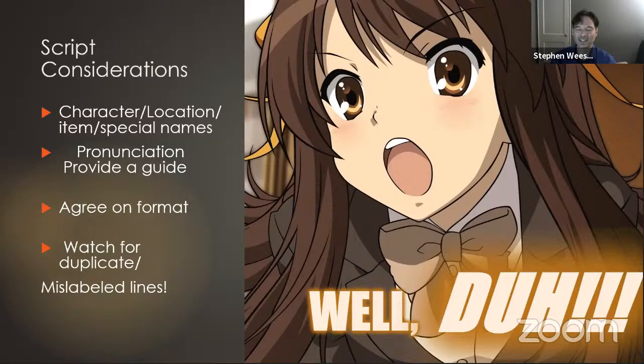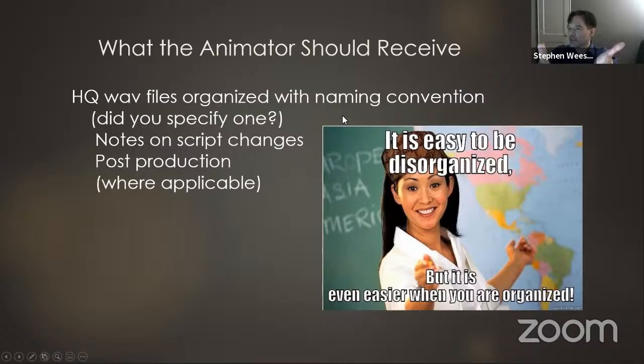And then another thing is, before you send the script, check it for mistakes and duplicate lines or mislabeled ones. Because if we see anything that we really have no idea what to do with, then we're going to have to stop recording and call you and be like, what is this? What is happening here? Explain this. And then you might not know either, and then you've got to figure it out. So it's really best that you do a good once over on your script before you send it along to be recorded, before you give it to your director or whatever.